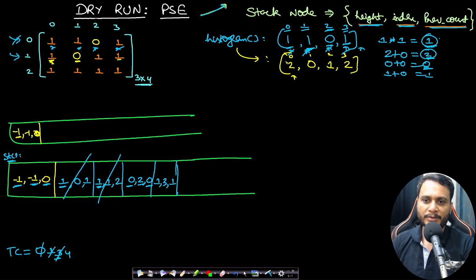So what is the gap? 0 minus -1, which is 1. And what is the height? 2. So 2 times 1 is 2. What is the previous count? It is 0. So the current count is 2. 2 will be added to the total count. It becomes 6. And what will be inserted? The current height, which is 2, the index, which is 0, and the current counter, which is 2.